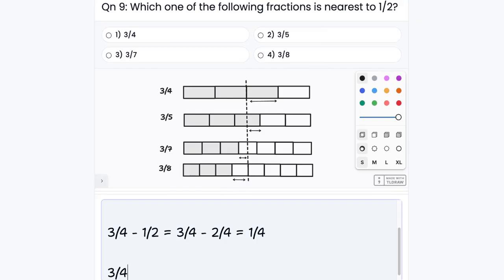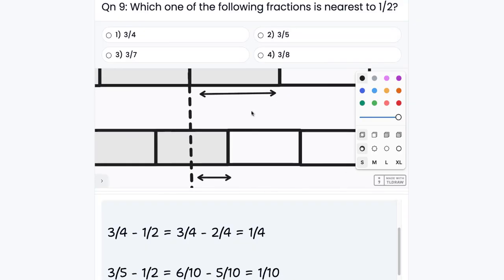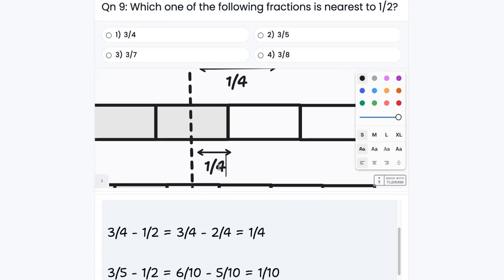For 3/5, we can subtract half. So 3/5 is 6 out of 10 minus 5 out of 10, which is 1 out of 10. So the distance over here, if you look like this, is smaller than 1/4. Don't worry if it doesn't make sense, because we need this distance to measure. So 1/10 is the distance.